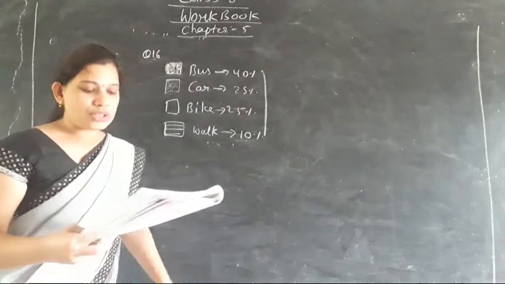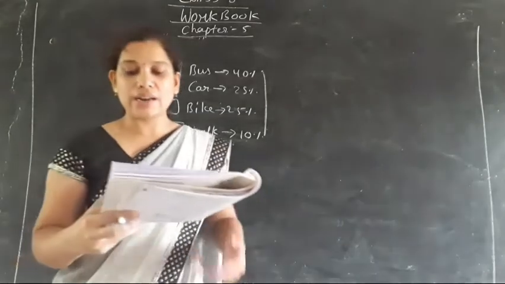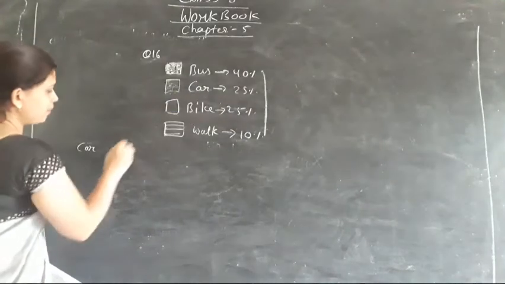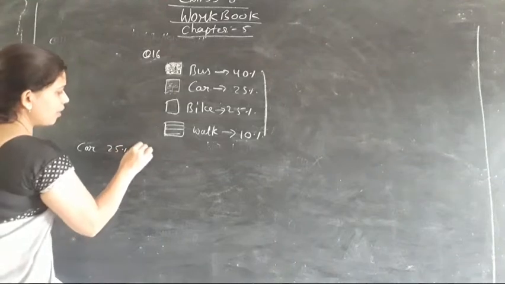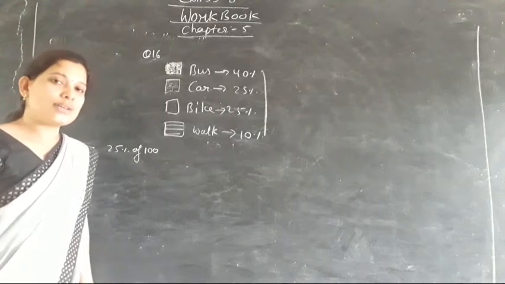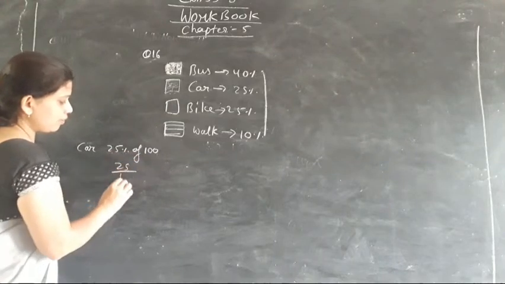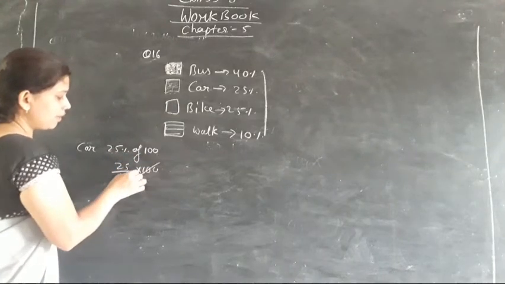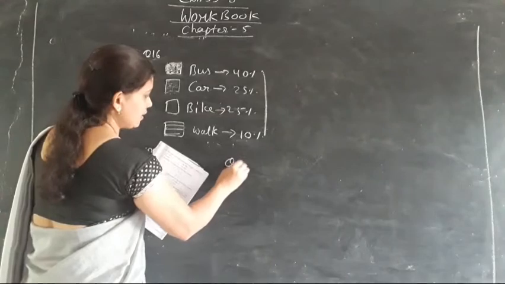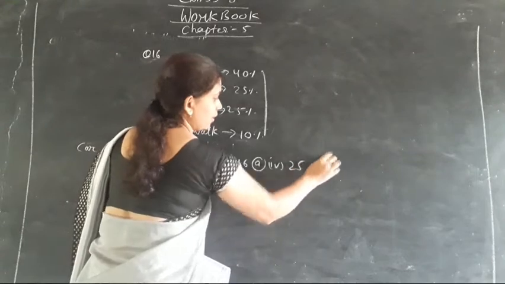So the first question here: if 100 students responded to the survey, how many students are car riders? So what is the percent of car riders? Car rider is equal to 25%. So 25% of 100, because the survey was among 100 students. So 25 upon 100 into 100. So here the 100 will cancel. What will be the answer? 25. So for A part of question number 16, the answer will be fourth, that is 25, that you have to take.